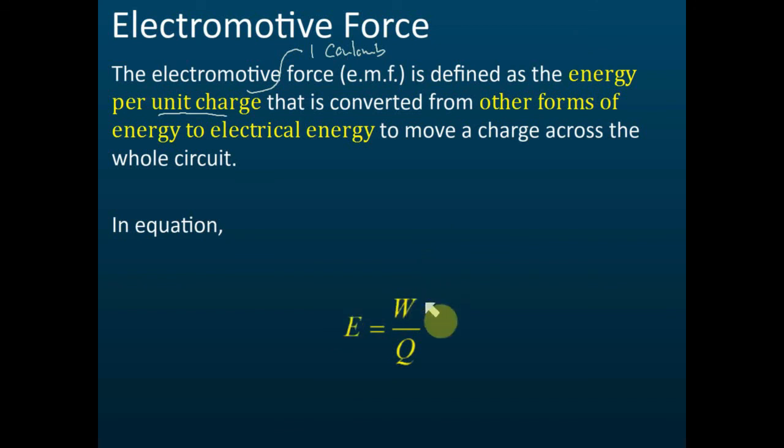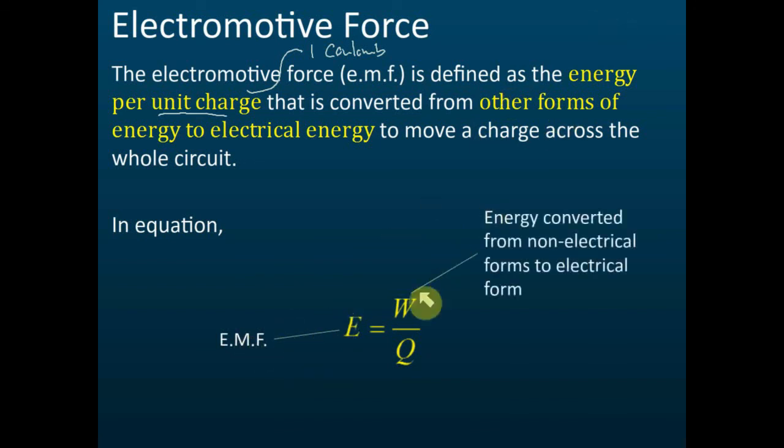In equations, we write E equal to W over Q. E is the electromotive force, EMF. W is the energy converted from non-electrical forms to electrical forms, non-electrical energy. For example, kinetic energy, potential energy, chemical energy. So that is a non-electrical energy and converted to electrical energy.